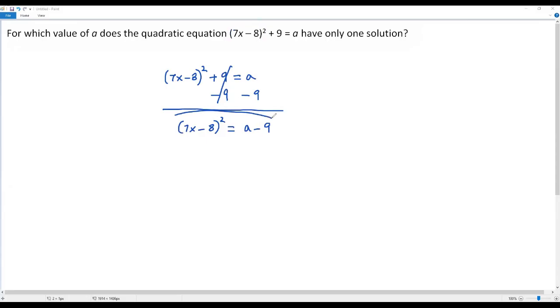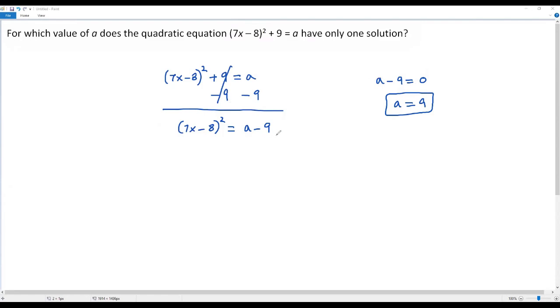Now, if I want this quadratic equation to have only one solution, then the squared term must be equal to 0. That is, the value we have on the right side must be 0. So here, if a − 9 = 0, then we get a = 9. So when a = 9, the given quadratic equation has only one solution.